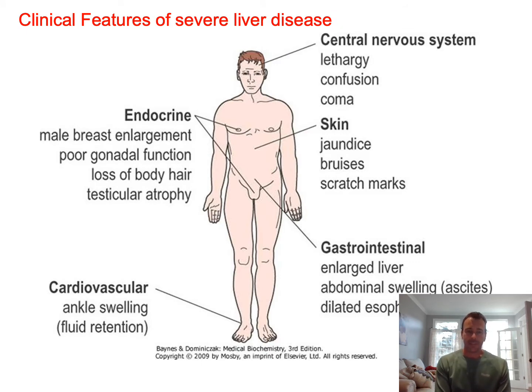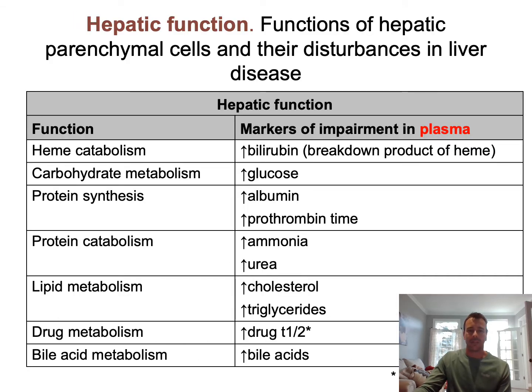Here's a picture of some of those clinical features with severe liver disease. As I mentioned, you can end up with yellow pigmentation, jaundice, bruises. But as you can see by this, the clinical features show up in different systems because the liver is tied to so many systems in our body. For the main functions of the liver, the hepatic cells are shown here, and the markers of impairment can be found in the plasma.